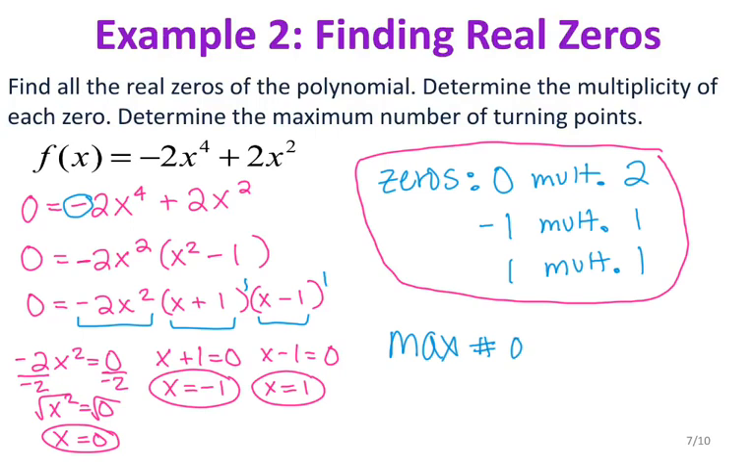Max number of turning points. And that is your degree minus 1. So my degree is 4 minus 1. So my maximum number of turning points is 3. That means if I were to actually graph this, your graph would have 3 turning points. So it'll have 3 max or mins.